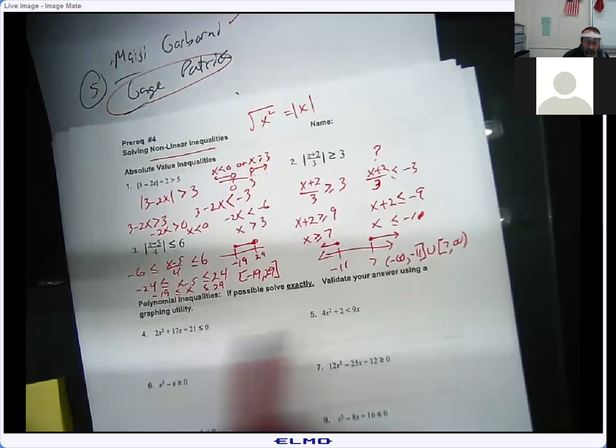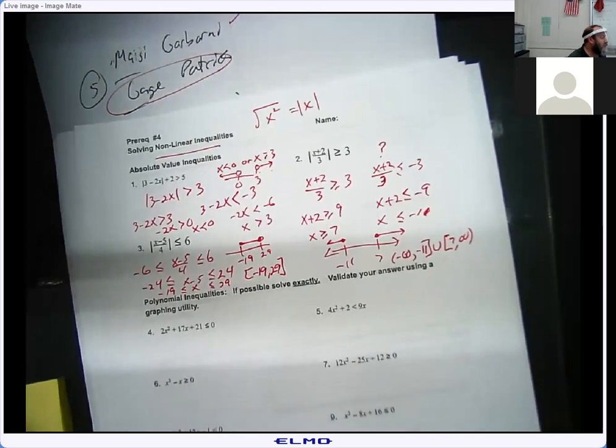Now, all of these are not absolute values. What are they though? Those are quadratics. Now, why are these all considered quadratics? Because they all have x squared. And they're inequalities, of course, because, well, they're inequalities. This one is a little different, but we'll talk about that.